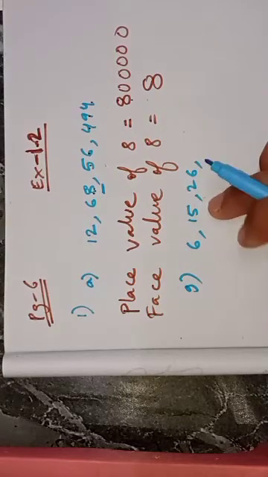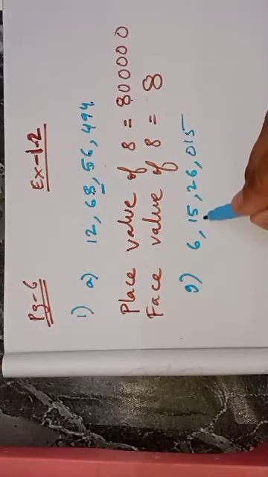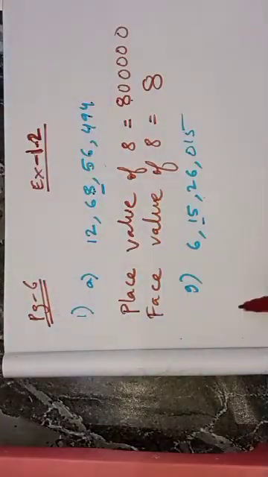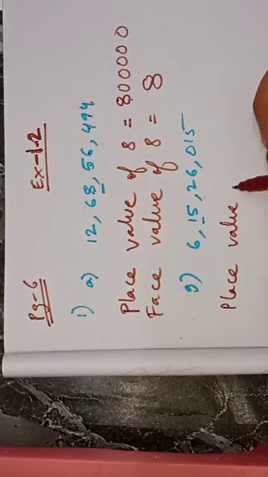Yes, 6, 1, 5, 2, 6, 0, 1, 5, and 1 is underlined over here. So they are asking us to write the place and the face value of the digit 1 in this number. So we will write place value of 1.